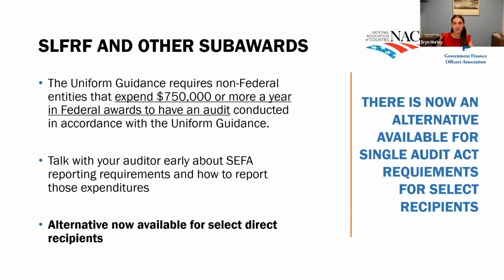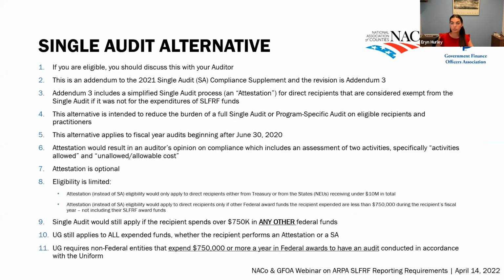All right, so now other subawards. So we're kind of backtracking to the single audit. All of the information on this screen we have kind of gone over, but just to reiterate, again, any non-federal entity that spends more than $750,000 a year in federal awards has to have an audit conducted, again, in compliance with uniform guidance. So I'm stressing the need to talk to your auditor early about how to report your expenditures. But now, most recently, there has been an alternative to the single audit that was announced. It's in the Federal Register now, so it is out there. So what is this alternative?